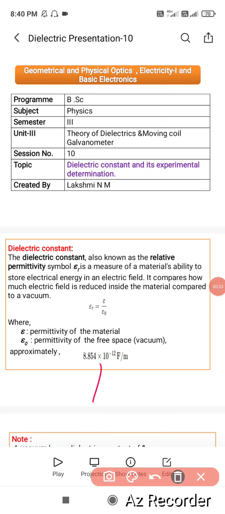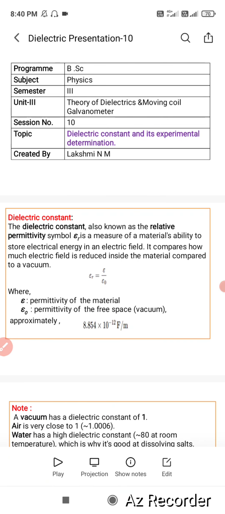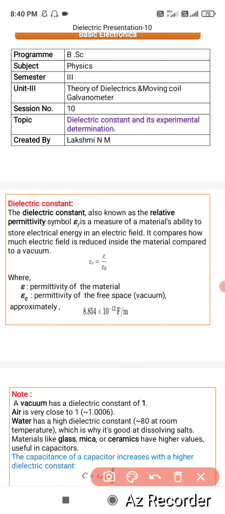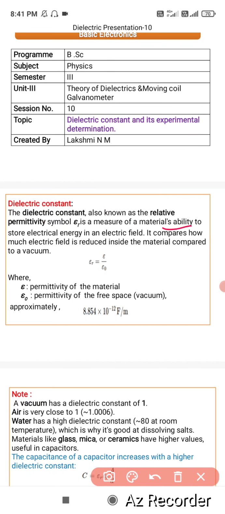Already this was learned in the first class. Dielectric constant is also known as relative permittivity. Epsilon is its symbol, or in some textbooks K is also used. It is a measure of a material's ability to store electrical energy in an electric field. It compares how much the electric field is reduced inside the material compared to a vacuum.